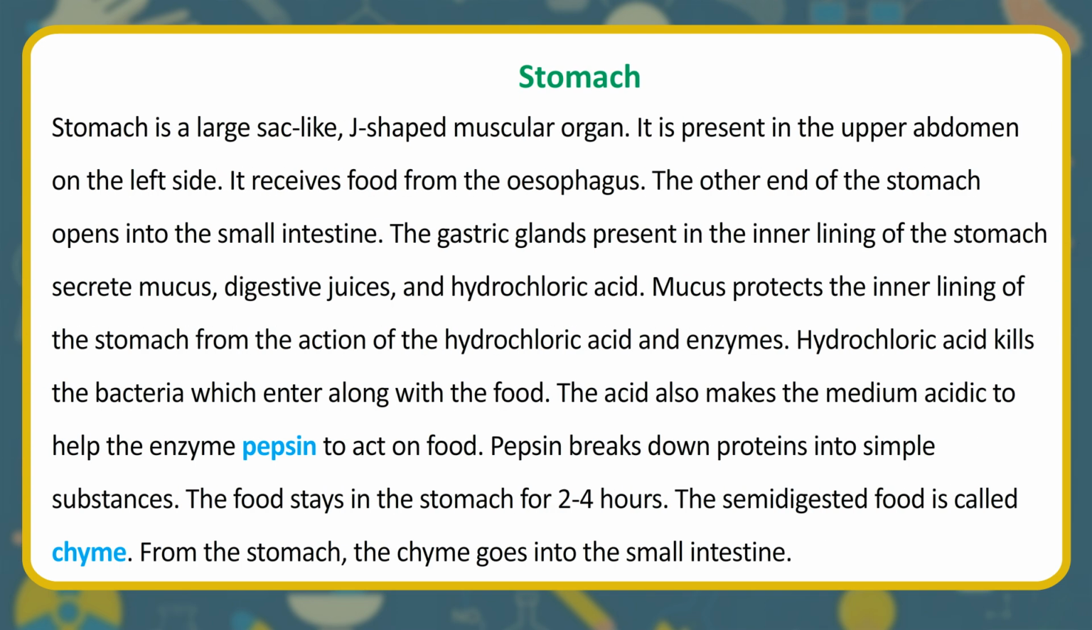Stomach. Stomach is a large sac-like, J-shaped muscular organ. It is present in the upper abdomen on the left side. It receives food from the esophagus. The other end of the stomach opens into the small intestine.